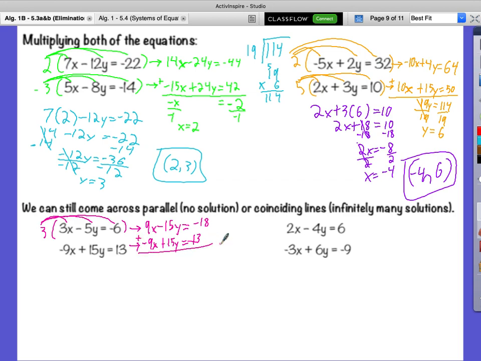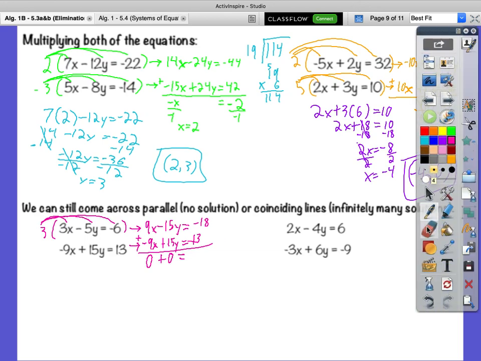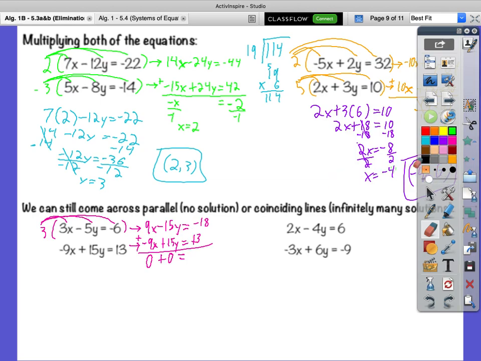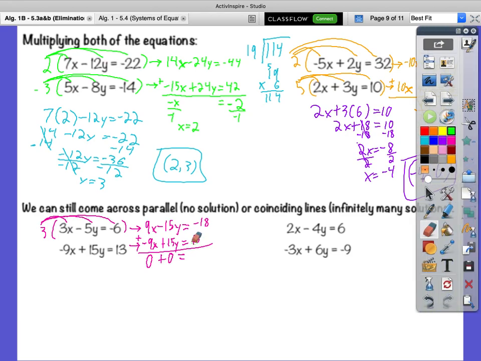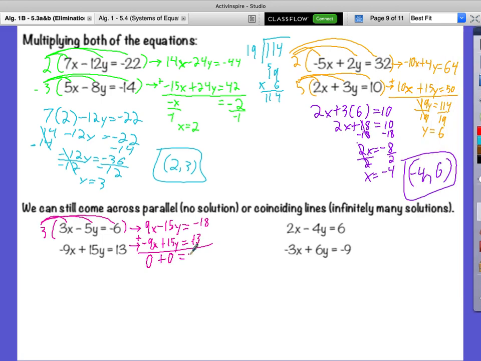So now we add, because we're ready to eliminate those x's. What is 9x plus negative 9x? 0. Now, what is negative 15y plus 15y? 0. We're going to eliminate the x and the y. Equals, what's negative 18 plus 13? Negative 5. I meant to change that because I miswrote earlier. It ends up being negative 5.